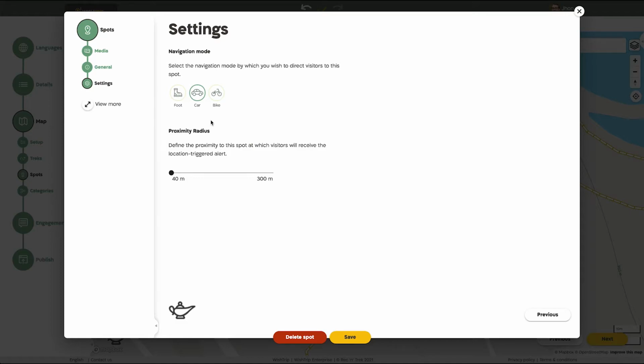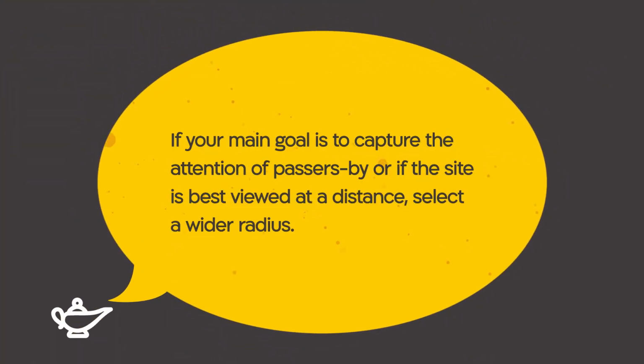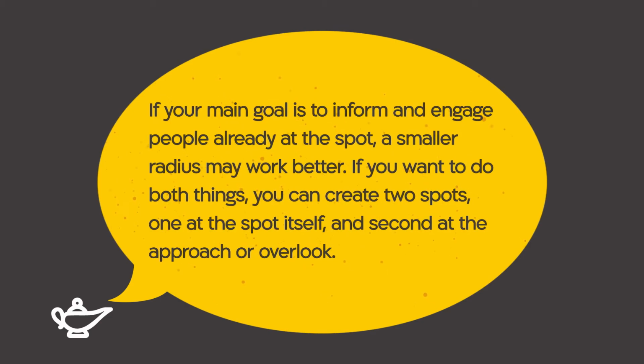Visitors in the vicinity of a spot will receive an alert, letting them know what is nearby. Use the slider to determine how close they need to be in order to receive the alert. Tip: if your main goal is to capture the attention of passers-by, or if the site is best viewed at a distance, select a wider radius. If your main goal is to inform and engage people already at the spot, a smaller radius may work better.